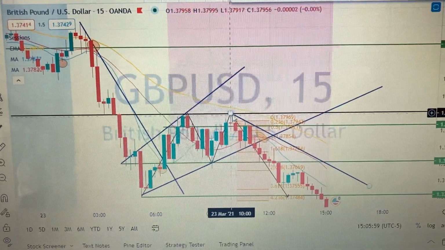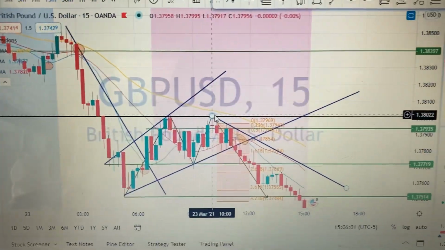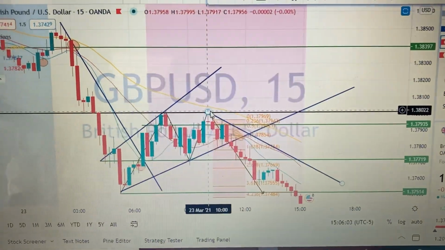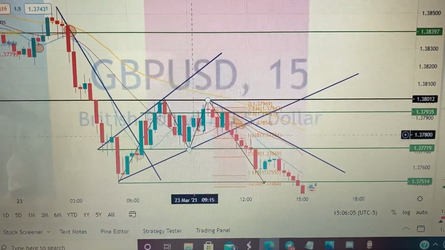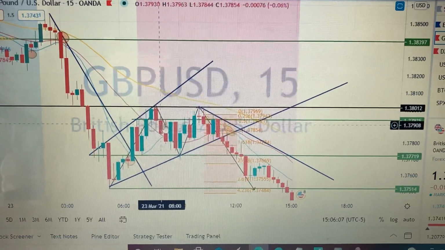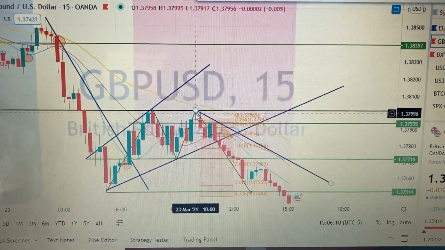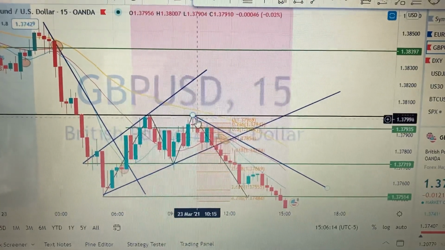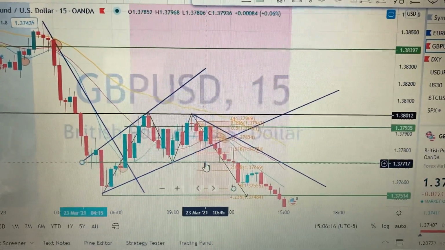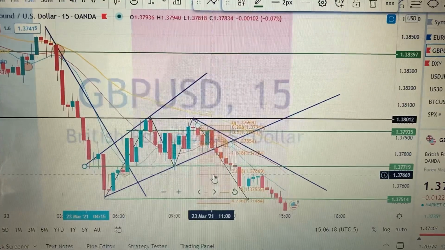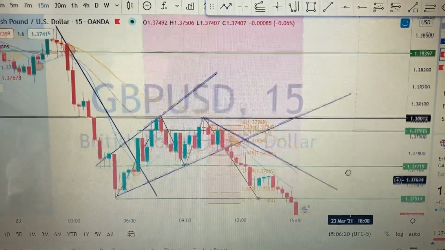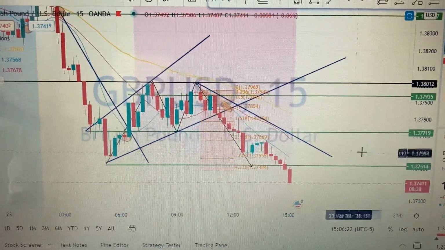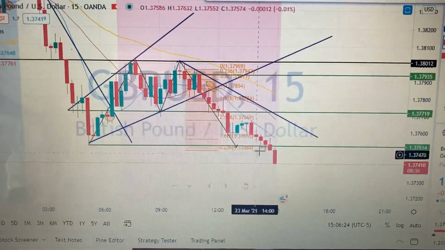And then it rallied up to begin the second leg of our M formation, which is also known as a double top. Once we receive confirmation of the reversal, we set up, let me move all this here. As you can see, I TP forward that and beyond.